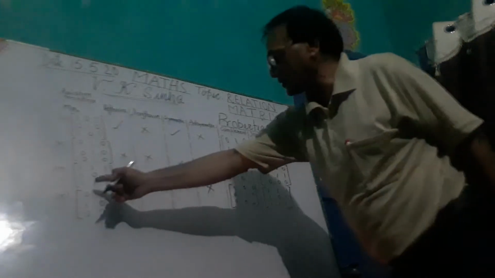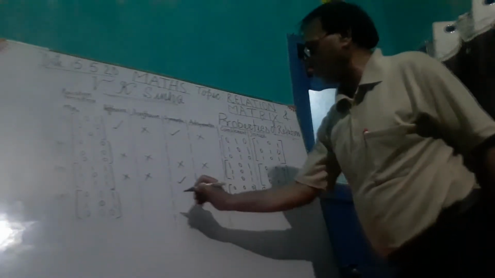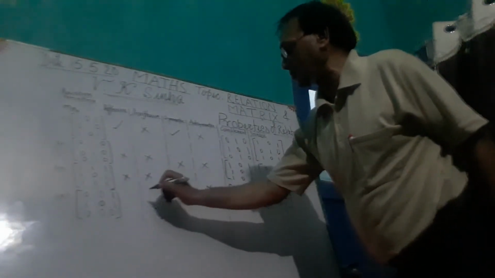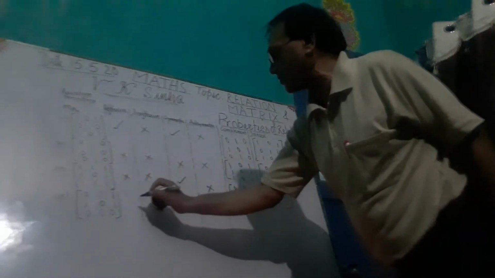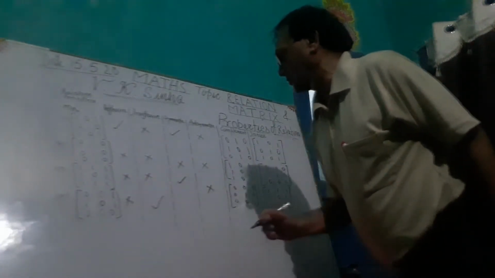And now the last example, the fourth example, is here. Since all the diagonal elements are 0, this is irreflexive. Not all the diagonal elements are equal to 1, so this is not reflexive. And since its transpose is not equal to this, this is not symmetric.